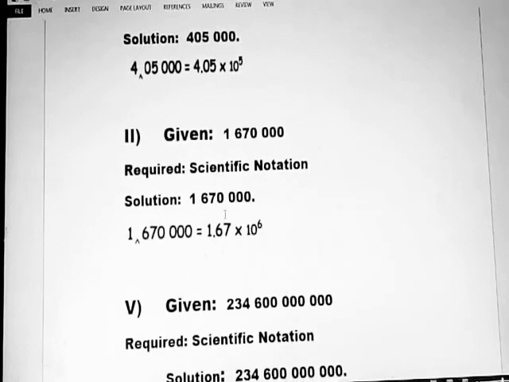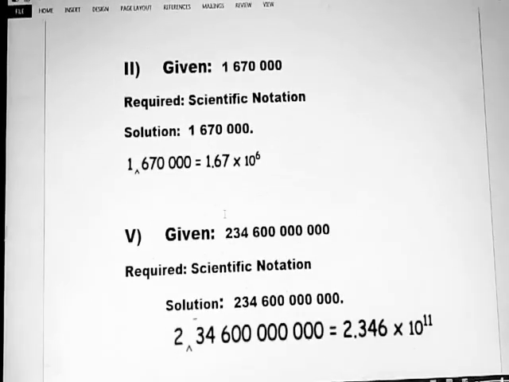Look at another part. 167000. The required is scientific notation. There is no decimal point, so we can put a decimal point at the last. The reference position will be between 1 and 6 because 1 is the first non-zero digit and 6 is the next on the left, so that is our reference position between 1 and 6, and this is also our new position of decimal point.